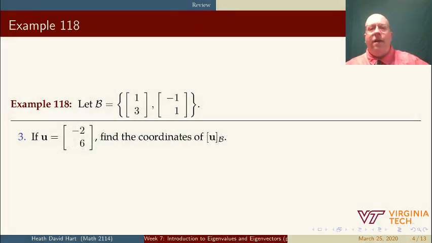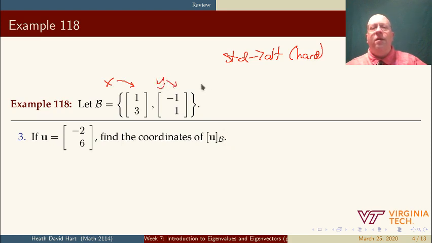On the other hand, if we're given a point in standard coordinates, and we would like to find the alternate coordinates for that U, if we want to go from standard to alternate, that's not as easy. This is the harder direction. Because I don't know how many of these vectors or how many of these vectors will be needed, but I do know that once I find the right number of each of these vectors, the answer will be negative 2, 6.